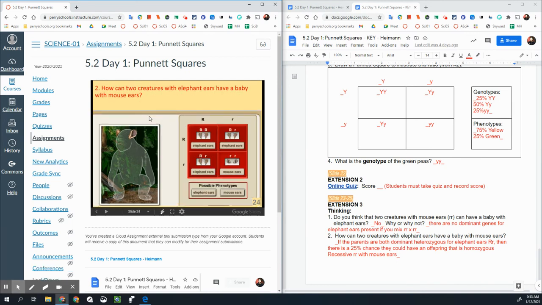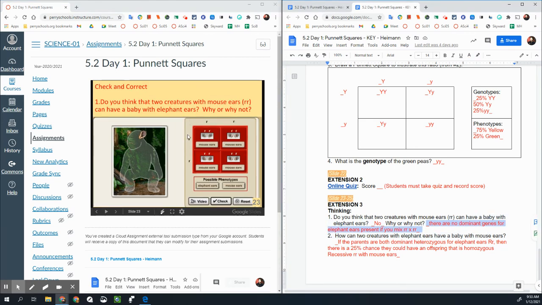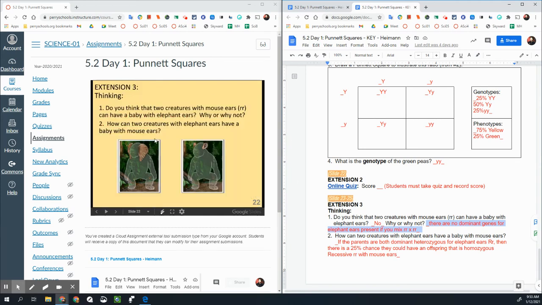And the answer to that is no. There are no dominant genes for the elephant ears present in the mix of lowercase r with lowercase r. Question 2, how can two creatures with elephant ears have a baby with mouse ears? Well, here's the answer down here in the bottom right. If parents are both dominant heterozygous for elephant ears, capital R, lowercase r, then there's a 25% chance that they could have an offspring that is homozygous recessive, lowercase r, with mouse ears.